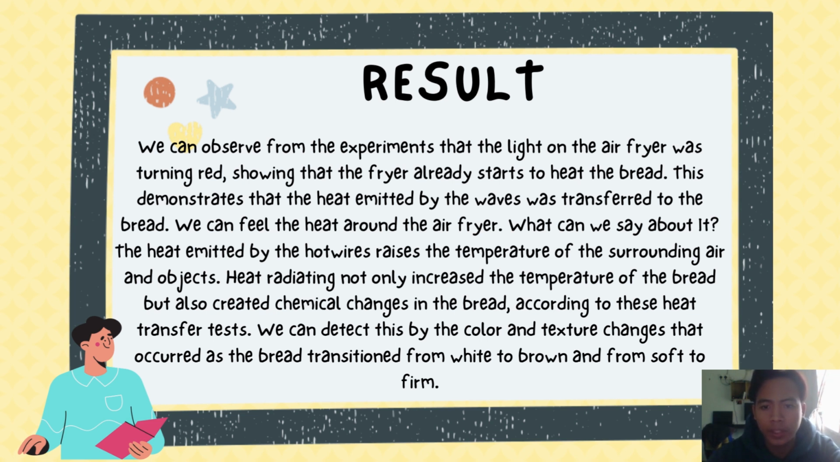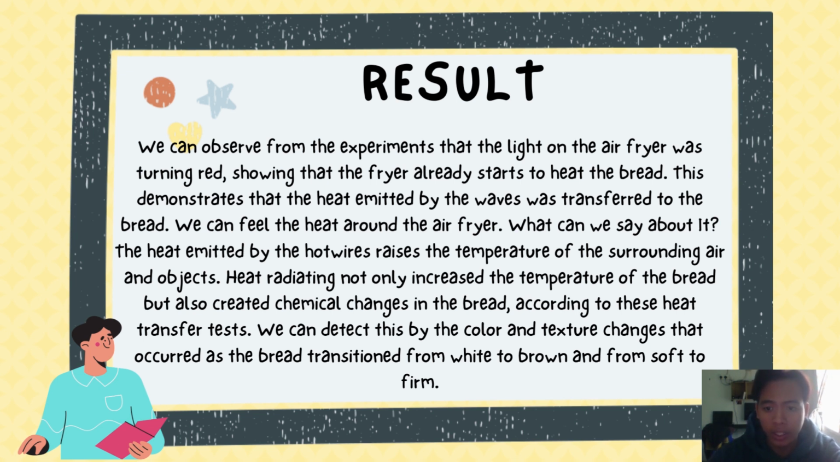We can observe from the experiment that the light on the air fryer was turning red, showing that the fryer had already started to heat the bread. This demonstrates that the heat emitted by the wave was transferred to the bread. We can feel the heat around the air fryer. What can we say about it? The heat emitted by the hot wire raised the temperature of the surrounding air and objects.